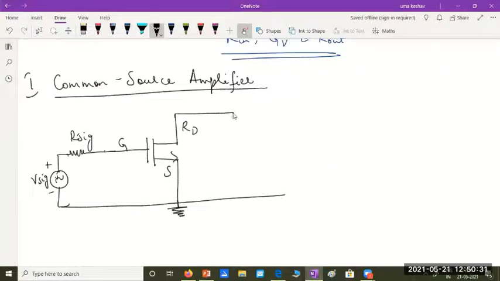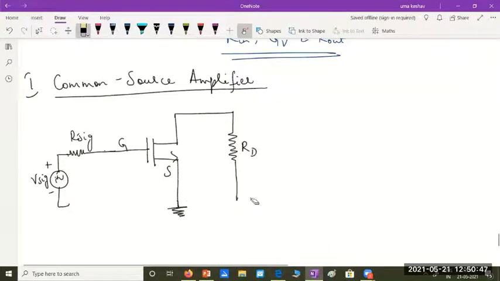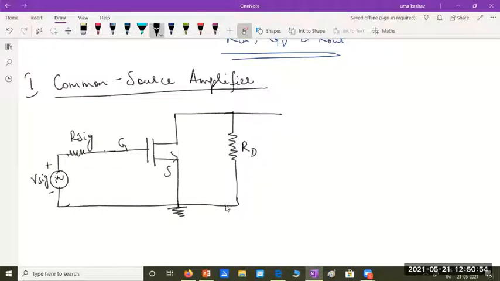And where should I find the output impedance? Output impedance should be found across this resistance RD. Remember, RD is a resistance connected between drain and ground because, what? We are writing the AC equivalent circuit here. So if you want, I can write the complete amplifier and show how it will look.